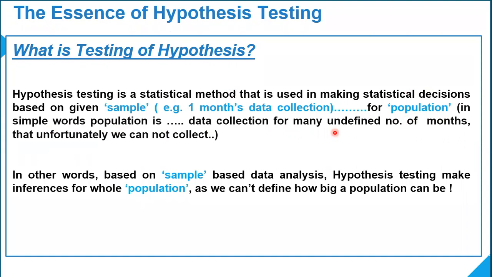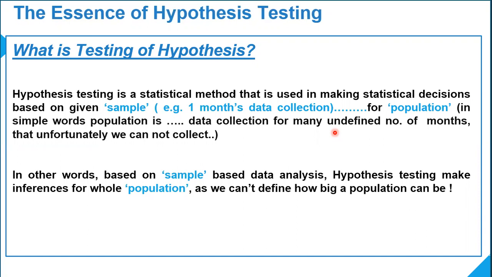So population is those months, and we want to make inferences about those undefined months where we couldn't collect the data, and sample is 1 month's data, specifically Measure phase data, right? So 1 month's Measure phase data, that's the sample. So based on that sample, we want to make predictions, we want to make inferences for all those months where we haven't collected data.